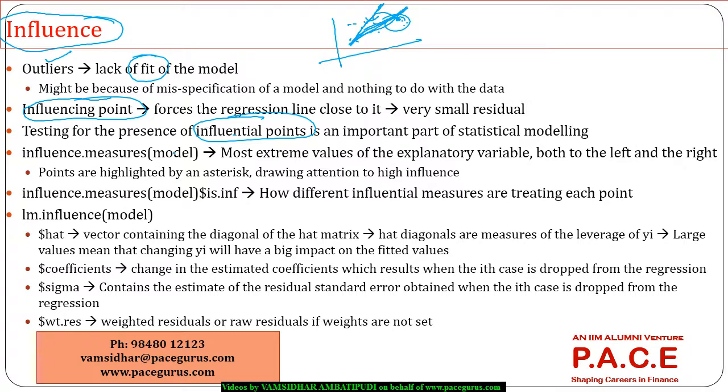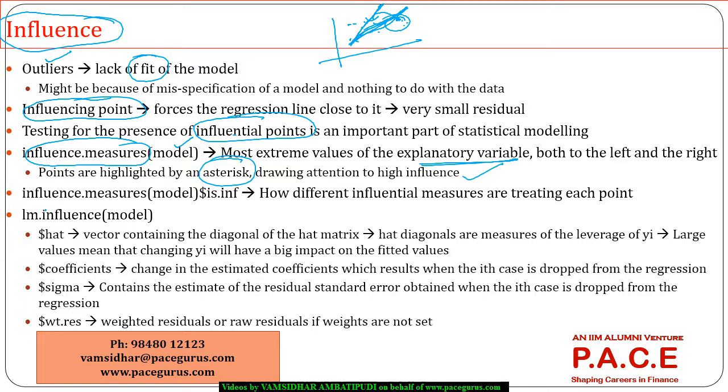Whatever we take as a model, we can use the function called influence.measures. It will give me the most extreme values of the explanatory variable, those extreme left and extreme right values, and based on that it can even highlight them with an asterisk, which means they are very influential points for this particular model. You have to really handle them. You may have to remove them, because that one single value is either creating very heavy influence on your model, or your model interpretation is completely changed by the inclusion versus the exclusion of that point.